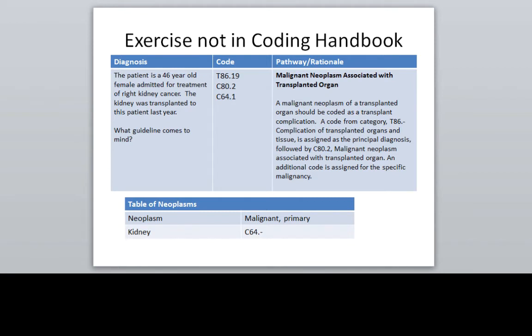She has kidney cancer. We look up under our table of neoplasms, malignant primary column. It's the kidney with a C64-, meaning we're going to have additional characters to identify her as having the right kidney. The right is character 1 in this code, so the final code is C64.1. So just a good example of knowing that it's not always about organs that you were born with. Sometimes it's about organs that you received.